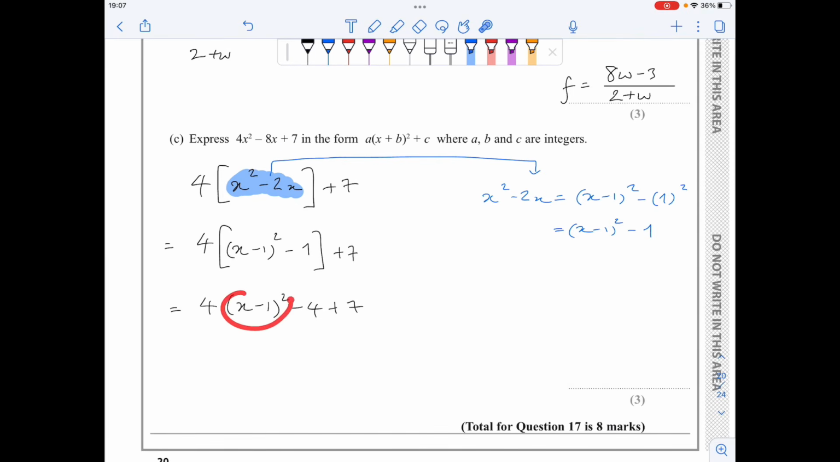That's the whole purpose of the question. Also note, many students forget to close the square bracket. So when they expand, they only do this expansion and forget about the 4 times minus 1. And then I'm going to simplify and get my final answer, which is 4 times x minus 1 squared plus 3.